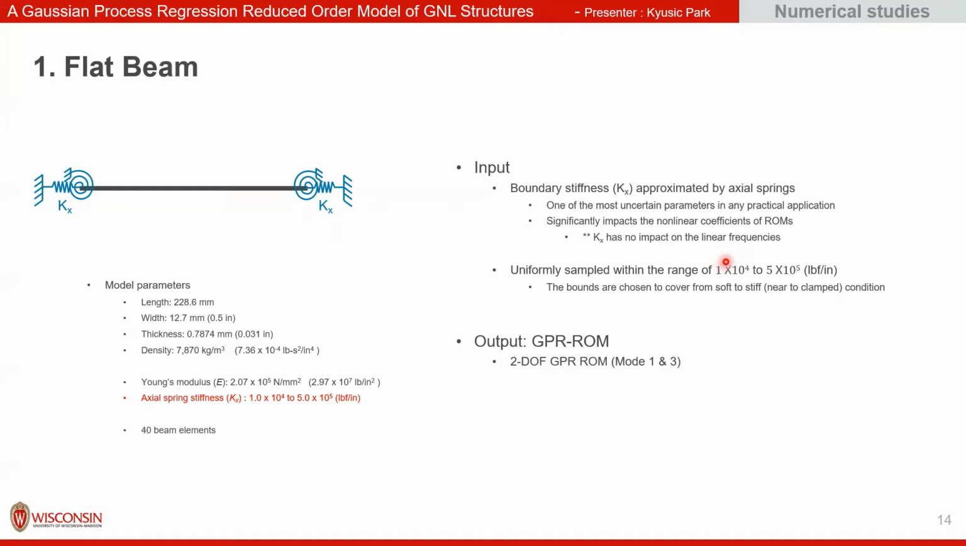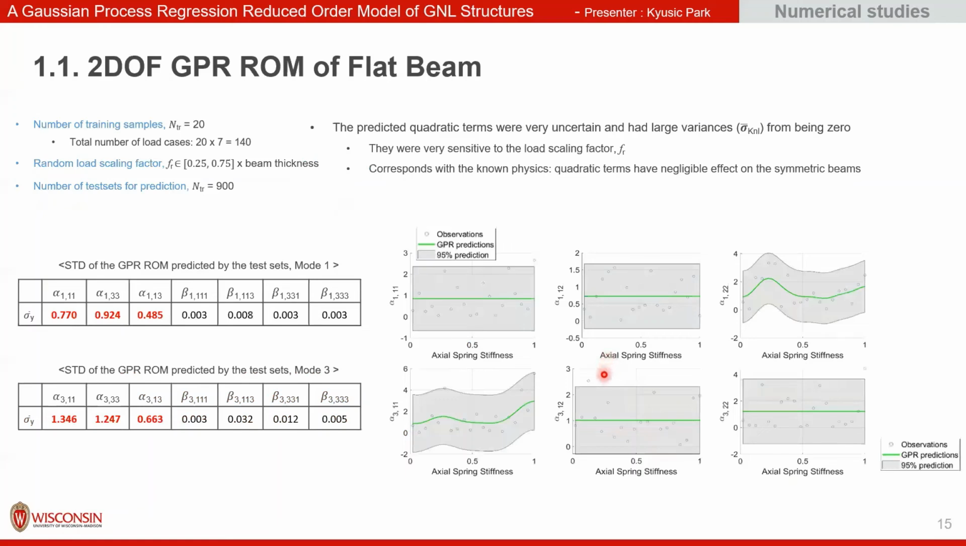Then 20 training sets were uniformly sampled within the bounds, and the reduced basis of the GPR ROM included modes 1 and 3, forming a 2DOF GPR ROM. The random force scaling factor was applied within 0.25 to 0.75 times of the nominal value. Then the trained GPR ROM was evaluated by 900 uniformly distributed test sets.